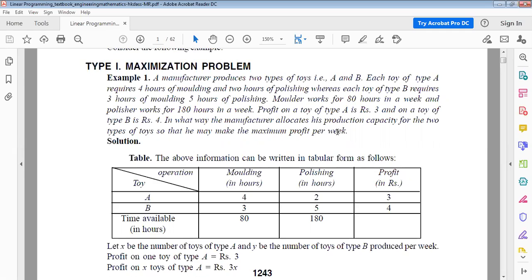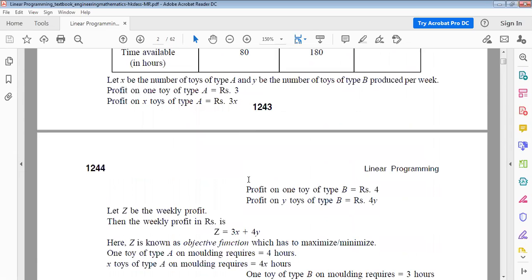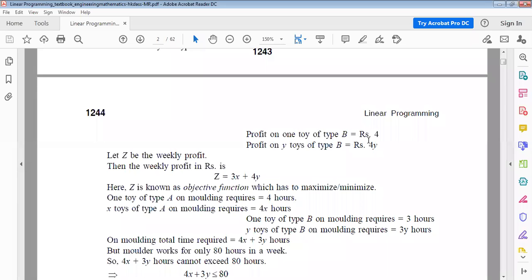Okay, how many toys we have to produce? Let us consider the number of toys of A will be X, and Y be the number of toys of B type per week. So profit on type A will be what? 3 taka given, and the profit of X toys will be thrice X. Similarly, profit on one toy of B will be taka 4, and profit of Y toys of type B will be 4Y. So total profit Z equals to per week 3X for toy A and 4Y for toy B. So the Z is known as the objective function which we have to maximize or minimize.